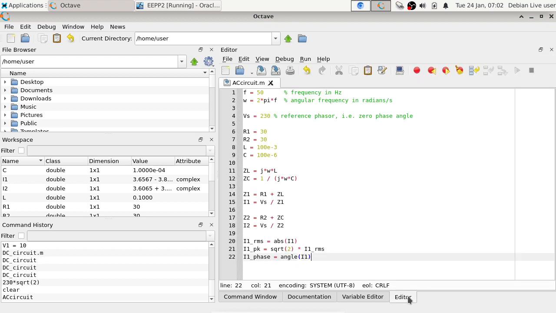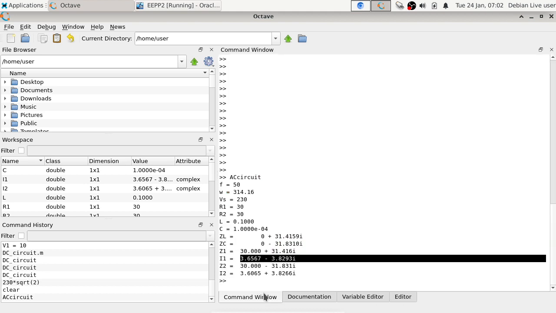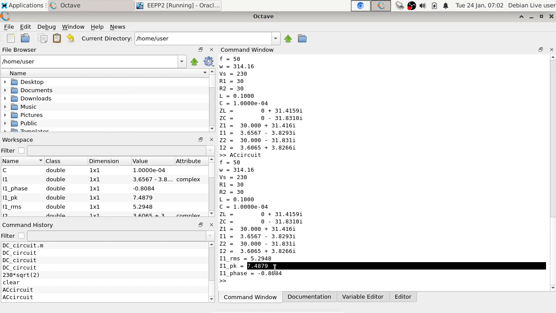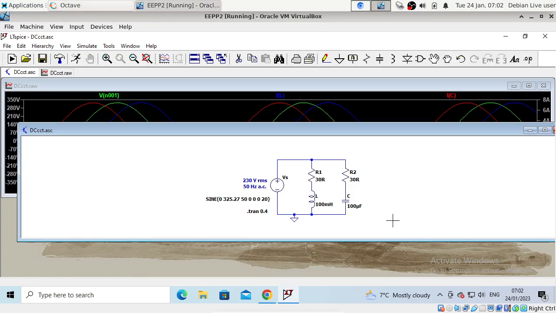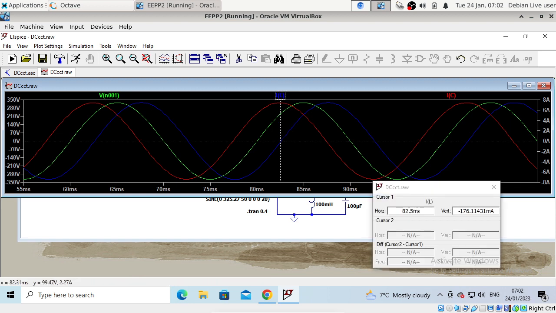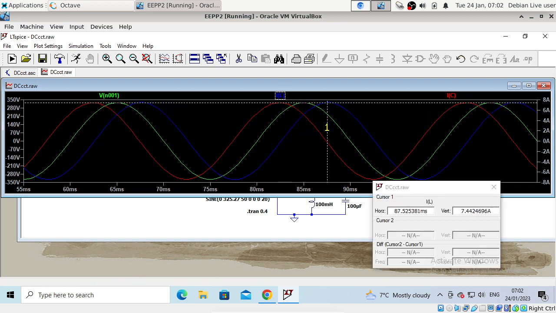Okay, I need to save those changes. Then back to the command window and run it again, and you can see you've added on some extra bits here. So it's telling us that the peak in I1, the peak current is 7.4879 amps. Now if I compare that with what we got in LTspice, I want to compare that to the blue waveform here. So I'm going to use the cursor to measure the peak value here. And it's very close, yeah, so it's 7.4. If I can position this exactly right, probably even get it a little bit closer.